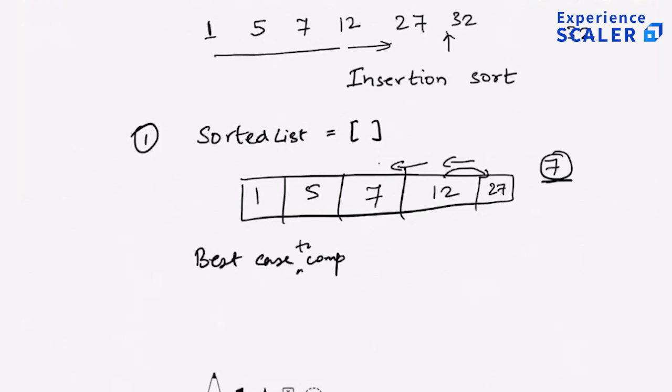What is the best case complexity here? Best case time complexity here. And what is worst case time complexity here?